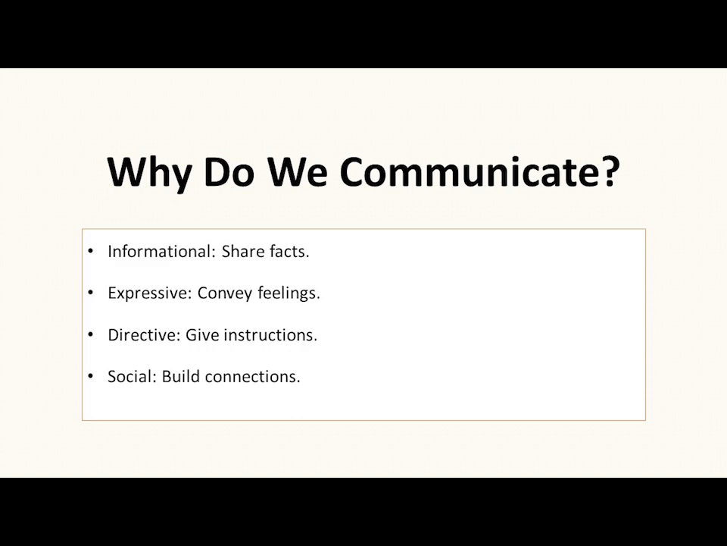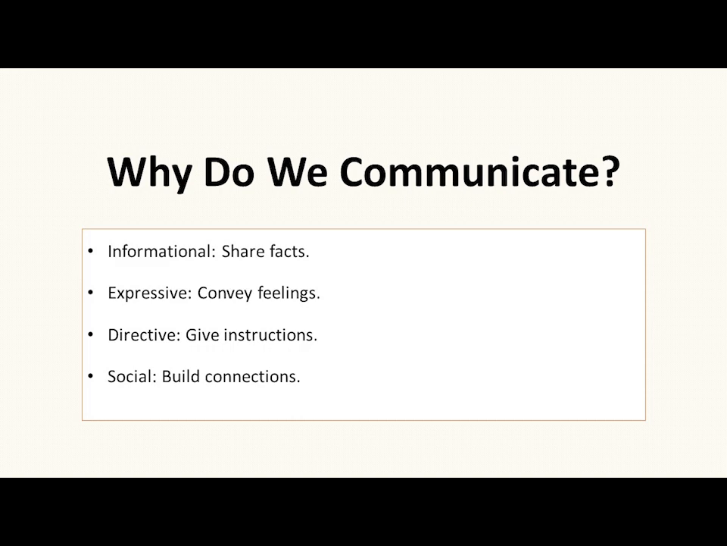So, expressive function. Now the next one is the directive function. This involves giving instructions or commands. It's the communication that guides actions. For example, a boss giving tasks to employees, or a teacher providing directions for an assignment, which you will be seeing a lot in your university graduation life.